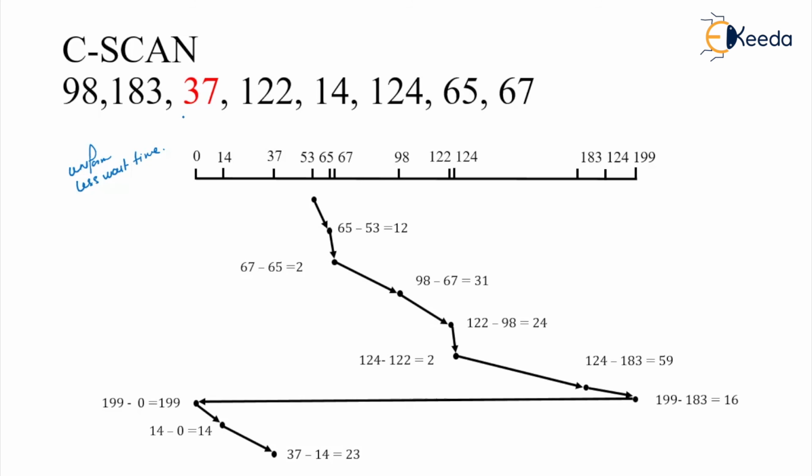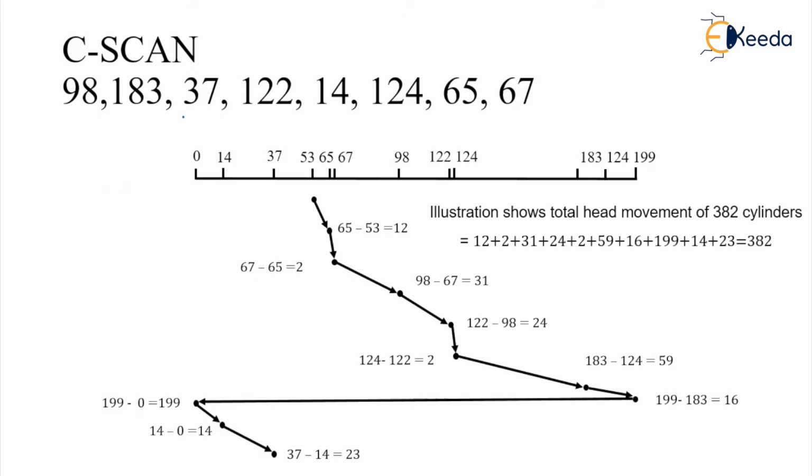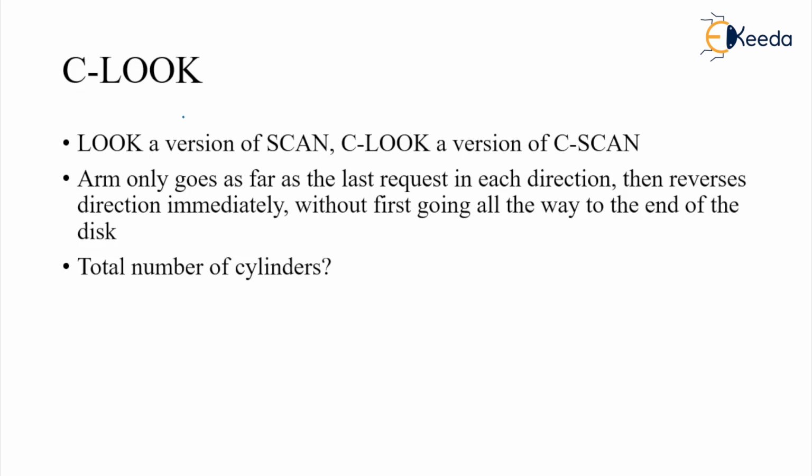Okay, so the next algorithm is your LOOK algorithm. This illustration shows a total of 382 cylinders of movement. If you add it up, you will get 382. So the next one is your C-LOOK and LOOK.